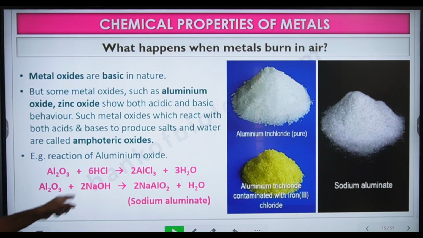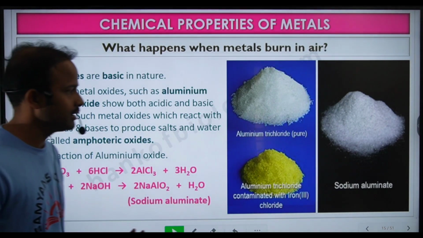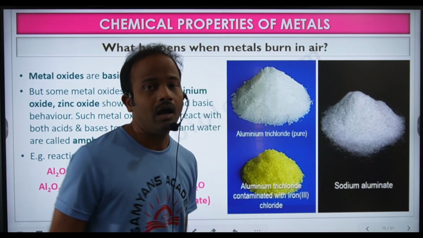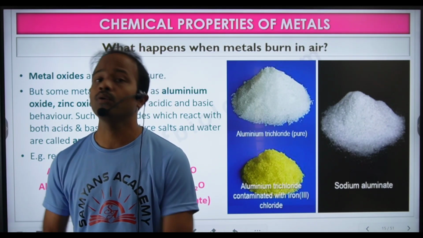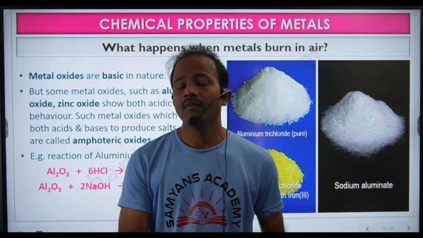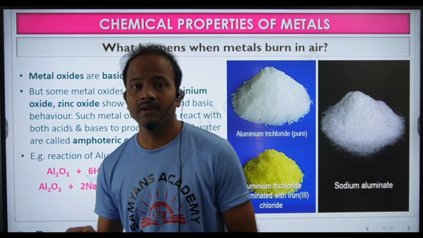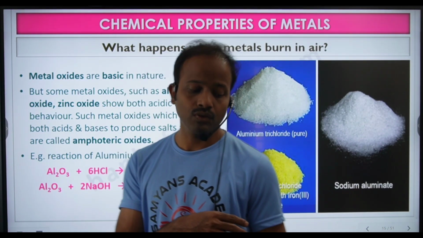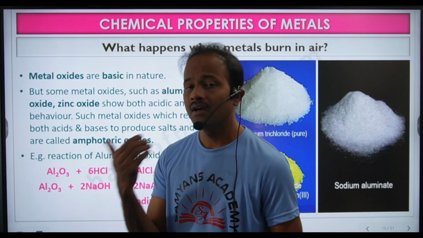When aluminum oxide also reacts with sodium hydroxide, it forms sodium aluminate and water, right? This is the sodium aluminate. So aluminum oxide is showing two properties, acidic property and basic property. How do you know it is showing the acidic property? Acids react with bases to form salt and water. When it reacts with the base, it exhibits the acidic behavior, right? When aluminum oxide reacts with the acid, it shows the basic behavior, which means it is showing both behaviors, acidic as well as basic.